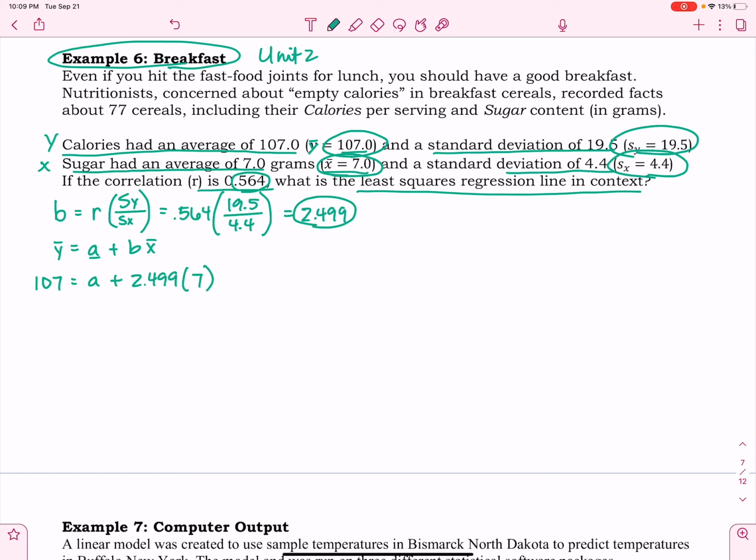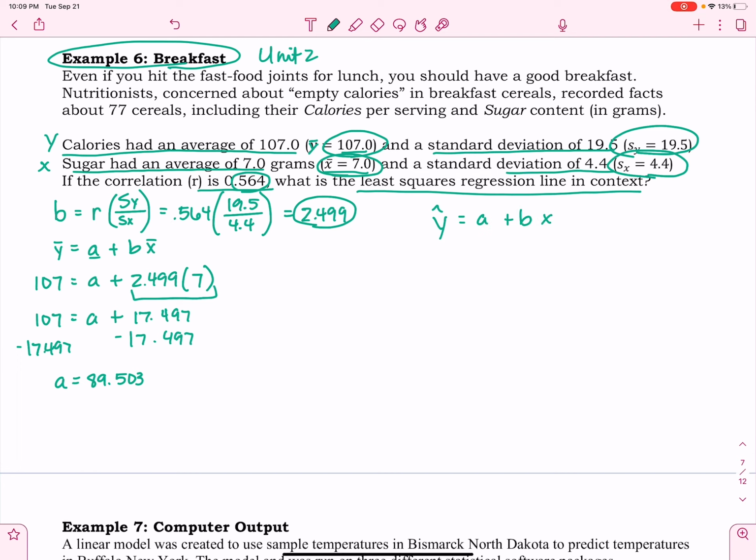Okay, so those are all my values. Again, I'm going to use the calculator to find that. And I rounded mine again just to make our lives a little easier. And then I've got to subtract it from both sides to solve my equation. And then I get that A is approximately 89.503.